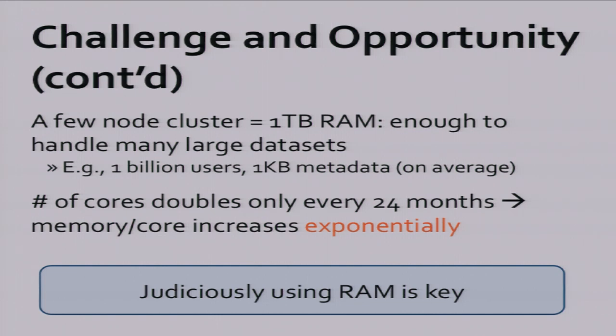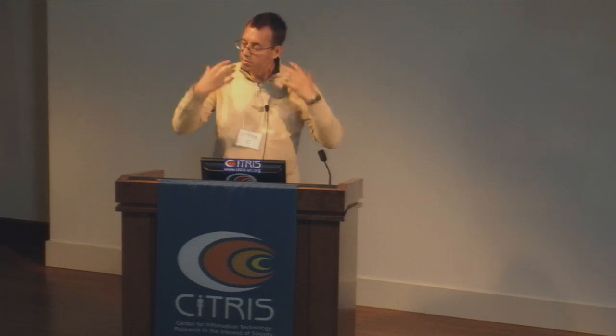The other aspect is that the number of cores has doubled every 24 months. But even with that, because memory increases much faster, you are going to have a lot more memory per core in the future. So this means that judiciously using RAM is key to supporting the new data analytics workloads.